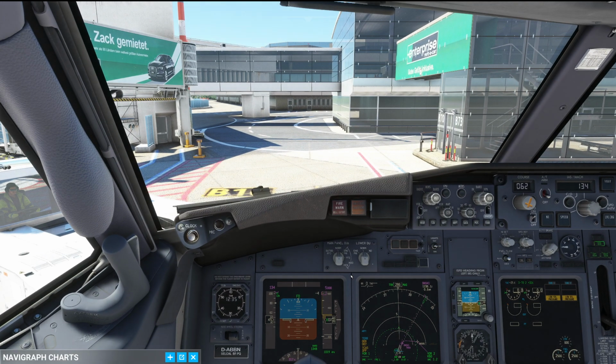And this is how to request an IFR clearance on VATSIM. There are some regional differences, but mostly using the phrase request IFR clearance or request clearance to Munich, or whichever destination you're going to, of course, is going to get you an IFR clearance.